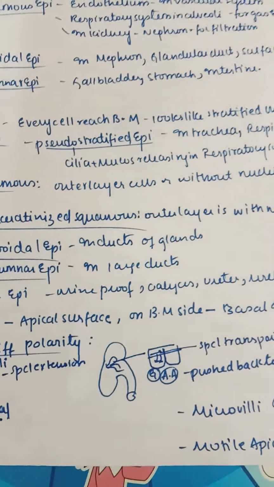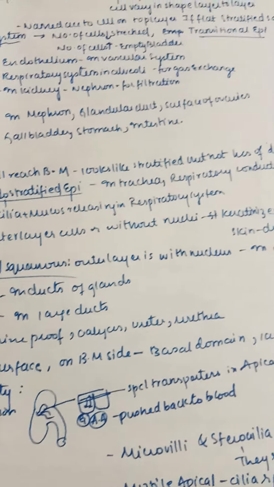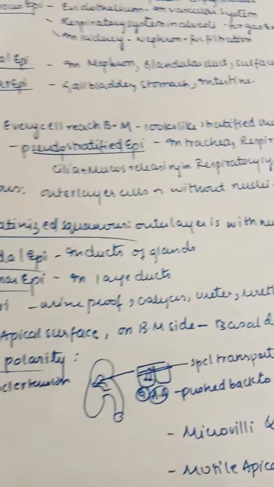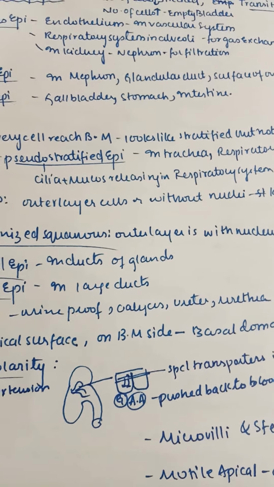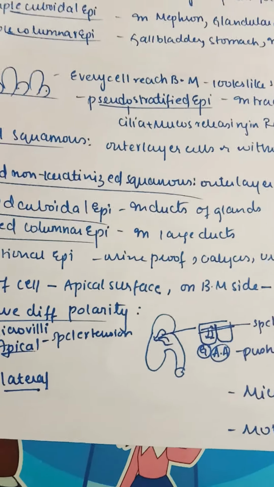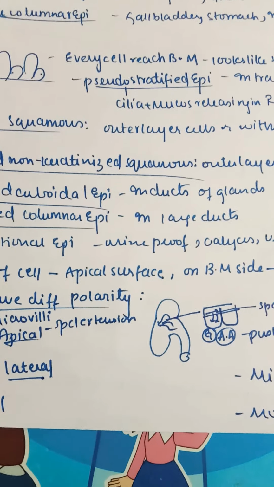So the pseudo-stratified epithelium is mainly present in the trachea, the respiratory conductive pathway, and also in the epididymis in males. The pseudo-stratified epithelium may also sometimes have cilia, and may also have mucus release in the respiratory system sometimes. So what is stratified squamous epithelium?